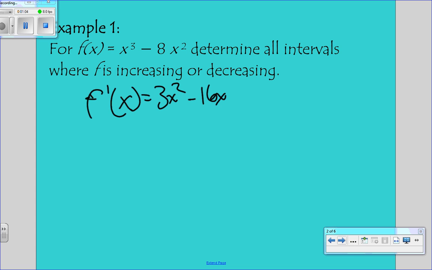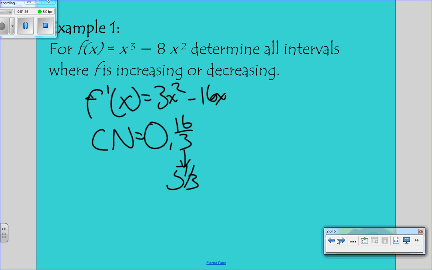Pretty straightforward. To figure out your critical numbers, it's wherever your derivative is 0 or non-existent. You learned that in a previous chapter. Feel free to go back and check that out if you don't remember. For this one, our critical numbers are going to be 0 and 16/3. You could write that as 5 1/3 if you're a mixed fraction kind of person. I'm not. So I'm going to continue with 16/3 on this next slide.